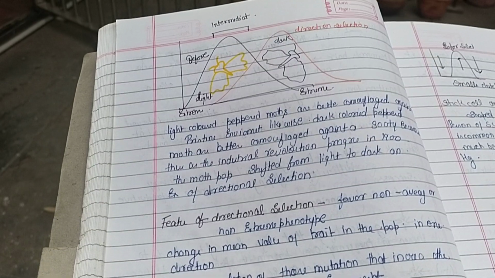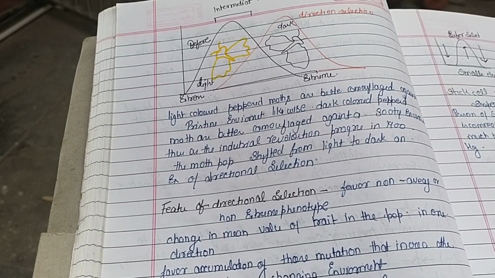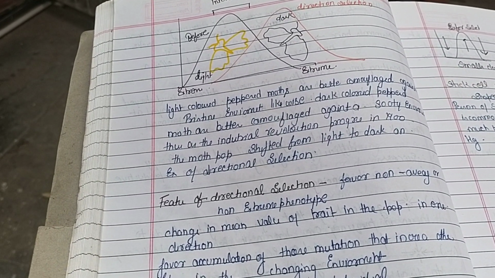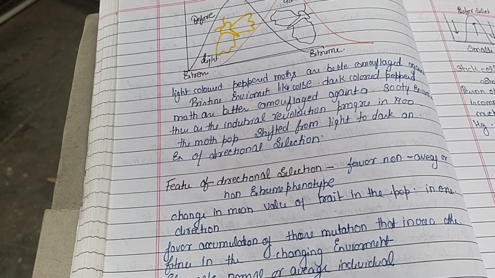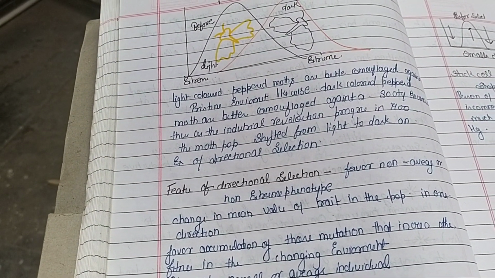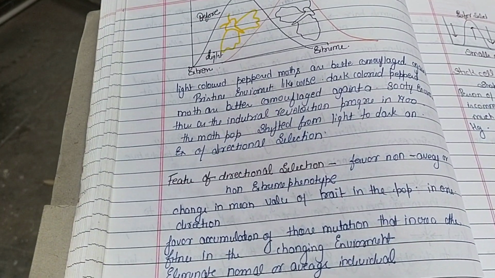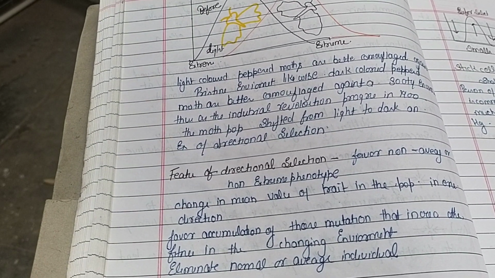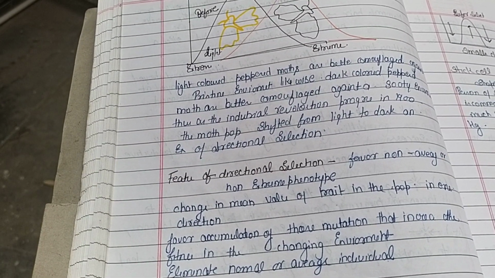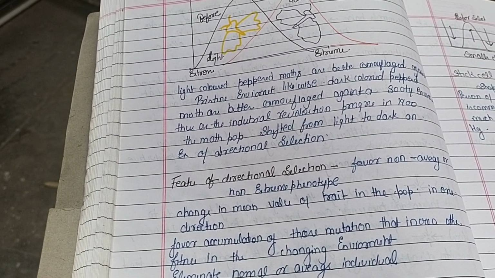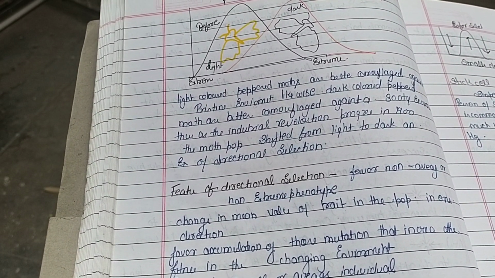Features of directional selection: it favors non-average or non-extreme phenotypes, a change in the mean value of a trait in the population in one direction. Its mean value changes from time to time. It favors accumulation of those mutations that increase fitness in the changing environment, and eliminates normal or average individuals. Due to a harsh environment, a sudden change occurs in one direction which is suitable for the organism, or it can help improve longevity in that environment, so it is known as directional selection.